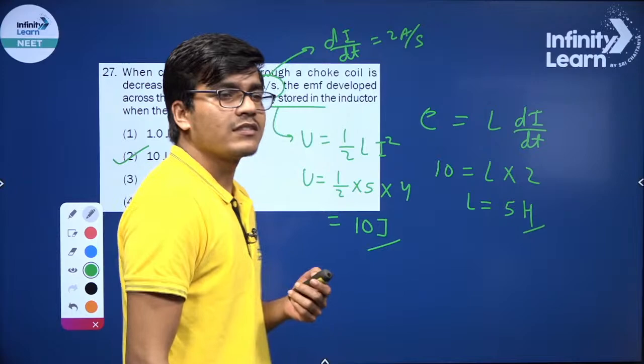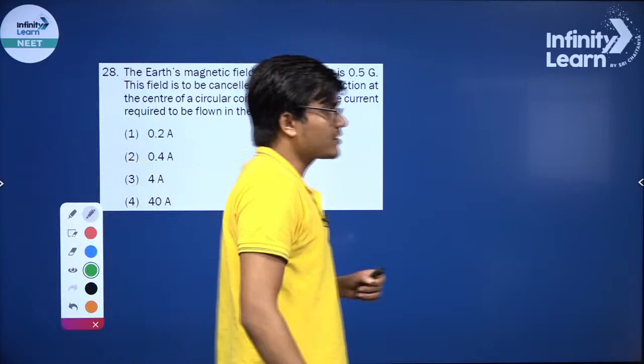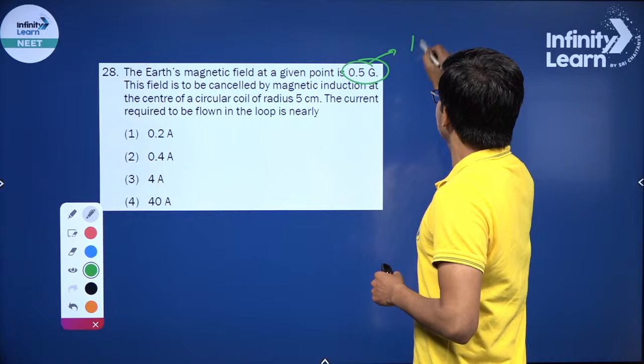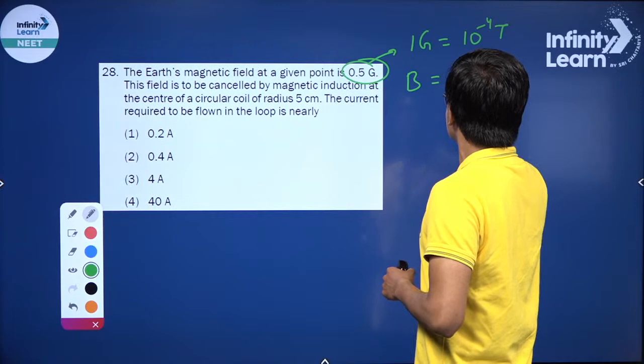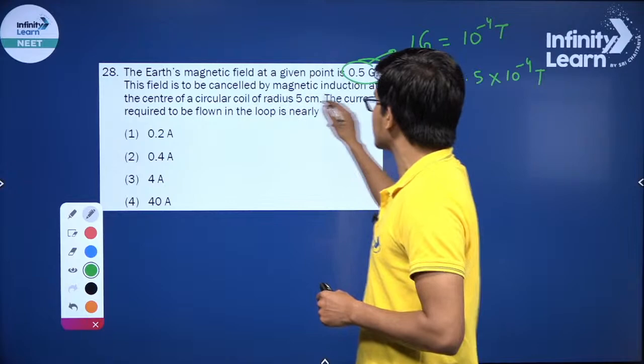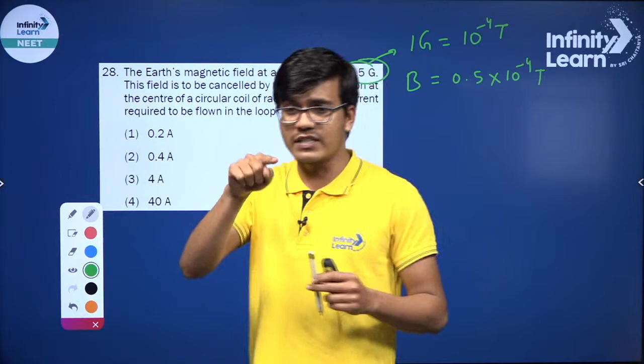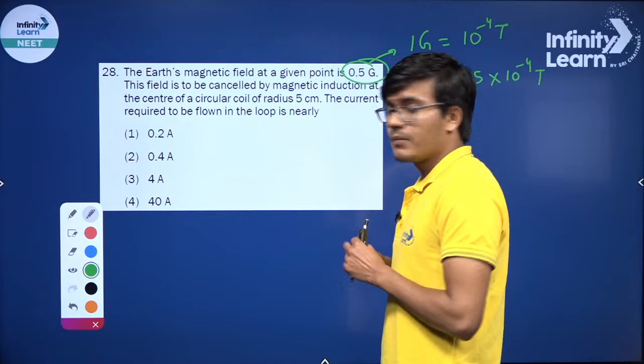Let's look at question number 28. Earth's magnetic field is given as 0.5 Gauss, and you know that 1 Gauss is equal to 10 to the power minus 4 Tesla, so the magnetic field value will be 0.5 into 10 to the power minus 4 Tesla. The field is to be cancelled by the magnetic induction at the center of the coil. You have a circular coil and there is a magnetic field due to Earth, this one. But you need to make its resultant 0 here.